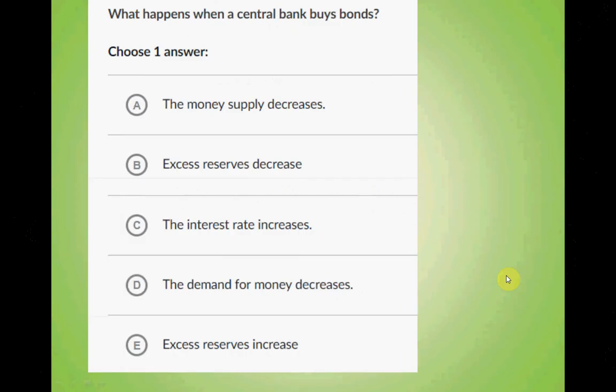What happens when a central bank buys bonds? So think about that. What's going to happen? The central bank, so the Federal Reserve in the United States, for example, buys bonds. They're buying treasury bonds. Well, remember treasury bonds, we said it could be other bonds too, but it's usually treasury bonds in AP examples. So they're buying treasury bonds. These are coming from commercial banks. The commercial banks bought them from the government.